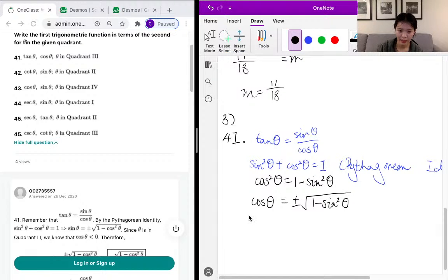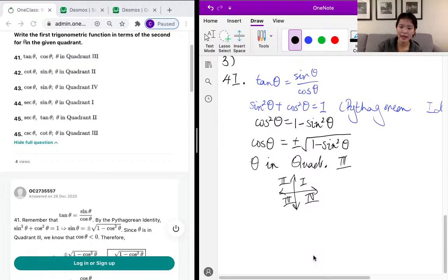And we know that, for theta in quadrant 3, let's draw a unit circle here. This is our quadrant 3, because it's 1, 2, 3, and 4. We know the x values and the y values in quadrant 3 are both negative, which means that our tan values in quadrant 3 are always positive.